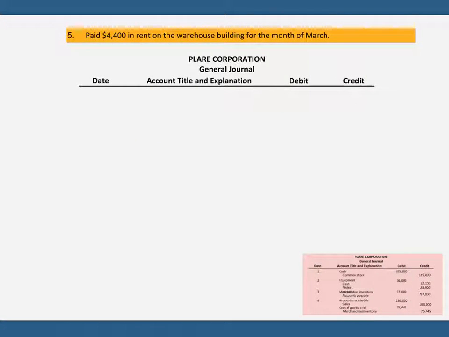Number 5, the company paid $4,400 in rent on the warehouse building for the month of March. So it's the end of March, we have to record the rent expense. It's a very simple transaction. We debit rent expense for $4,400 because we've incurred that expense for the month. And then we paid cash, so we credit cash to decrease that account, $4,400.